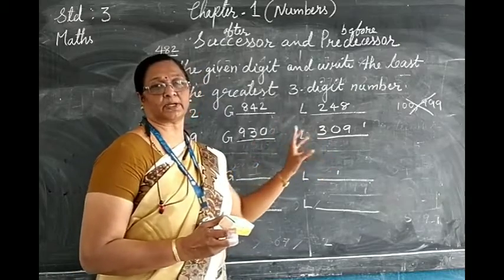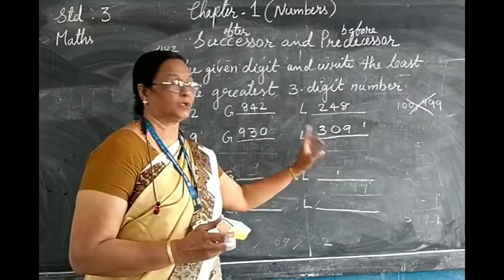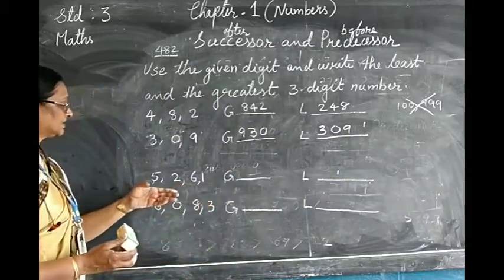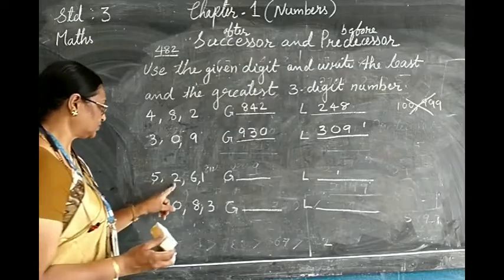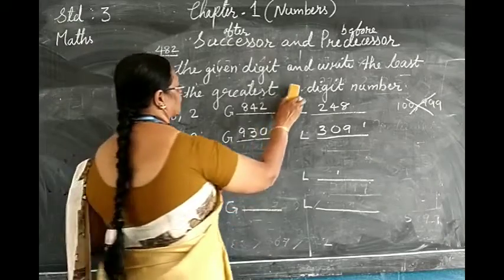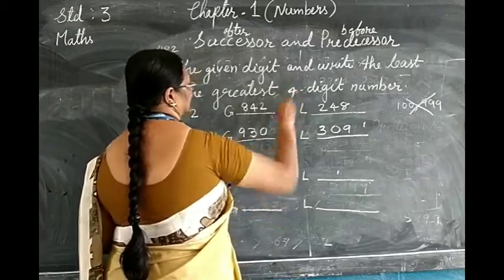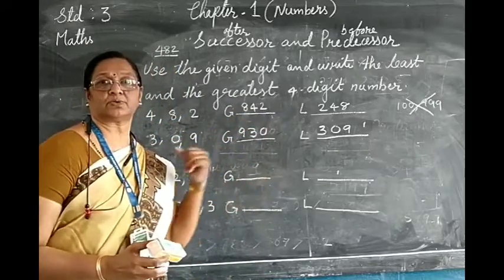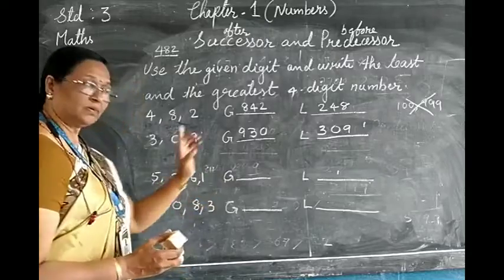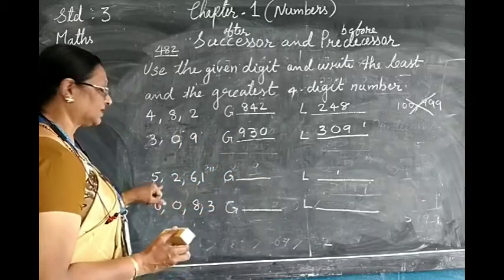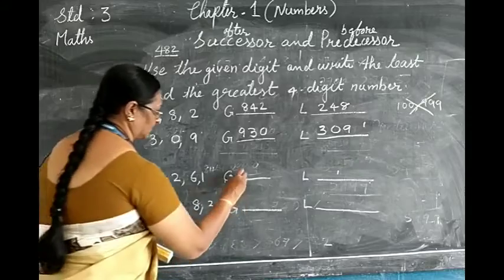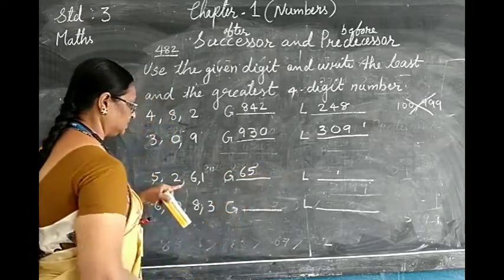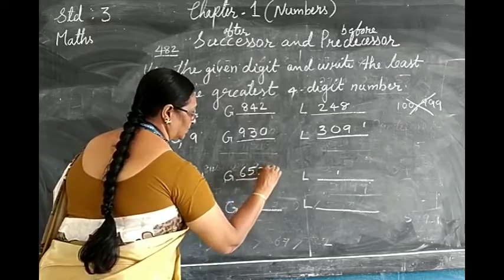The least number, when we write, what we have to do? 0 should be the second number. Now how to write this? How many digits are here? 1, 2, 3, 4. So I am going to change the question here. You have to write a 4-digit number: the greatest 4-digit and the least 4-digit number. Same way, which is the biggest digit here? 6. So we write first 6, then 5, then 2, then 1.